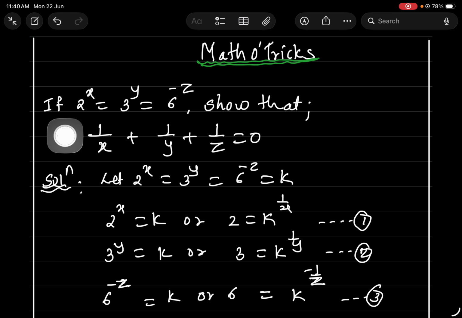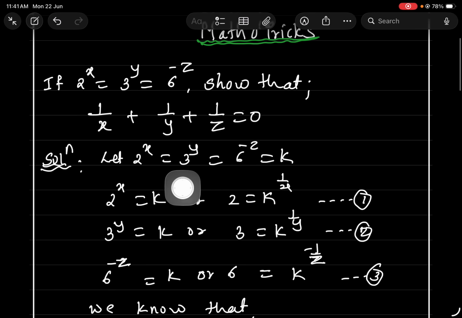In this video we'll see: if 2 raised to x equal to 3 raised to y equal to 6 raised to minus z, show that 1 upon x plus 1 upon y plus 1 upon z equal to 0. Now see, let 2 raised to x equal to 3 raised to y equal to 6 raised to minus z equal to k.